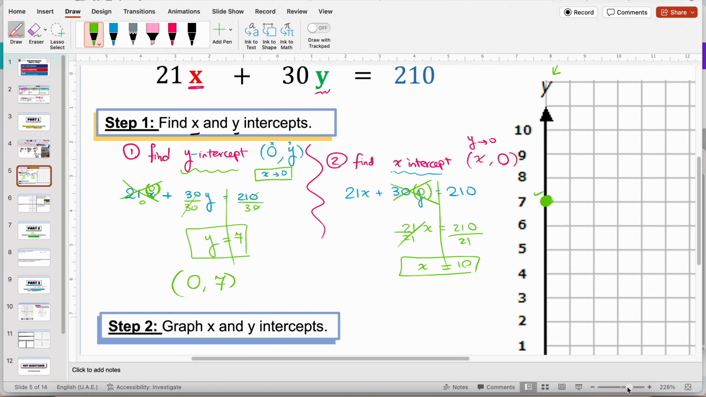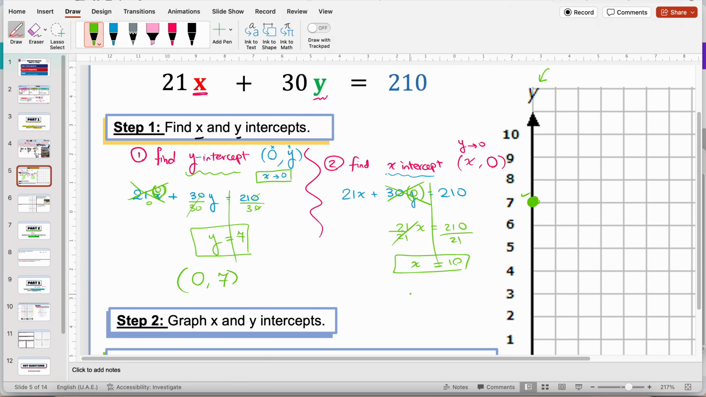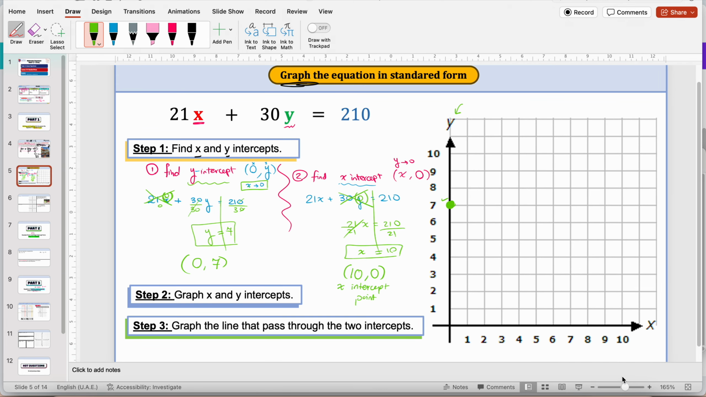I found my x-intercept. What's the x-intercept point? It's 10 and 0 for the y. This is the x-intercept point. Okay, how can I graph it? To graph it, go to the x-axis and look for your x-intercept, which is 10. Here is 10. Put a point. Lastly, thank God we're done. Just connect the y and x. It should be a straight line.